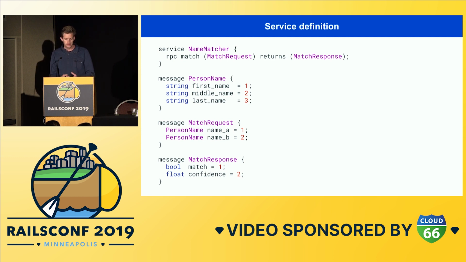MatchRequest uses a custom defined message as arguments. So you have name_a and name_b. And those two fields are using PersonName, which is a new message type that we've defined. That takes string fields of first name, middle name, last name. Finally, the service is going to respond with a response with types boolean for match and a float for confidence.